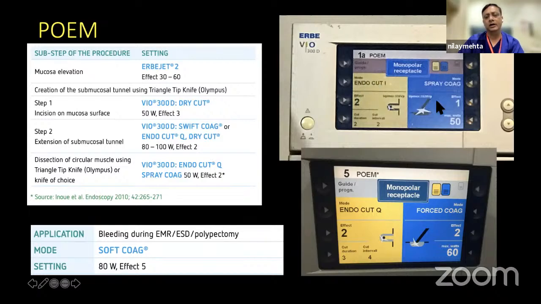But the difference is for making the submucosal tunnel and myotomy. For submucosal tunneling, when you are using spray coag, it has to be effect 1 or maximum effect 2 with maximum volts 50. And when you are doing myotomy, you can do either endocut I or spray coag or endocut Q. We prefer a force coag and endocut Q. This is my setting, which we usually use. And as Truptesh has said, if there is a bleeding vessel, we use soft coag, and that is effect 4 or 5 and 80 to 100 volts.